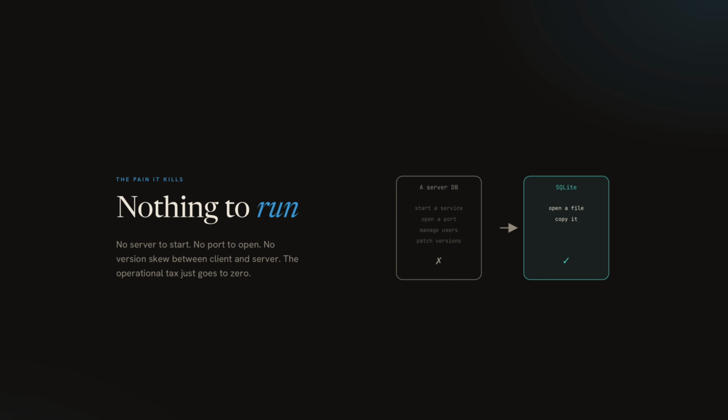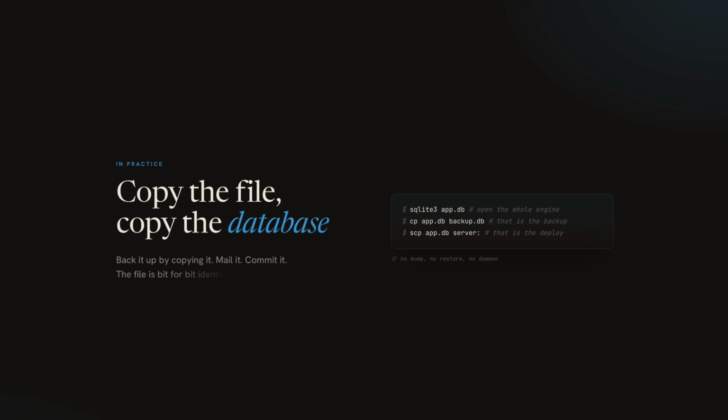And it makes the hard things trivial. Your backup is copying the file. Your deploy is copying the file somewhere else. You can mail it, commit it to Git, drop it on a thumb drive. And the file is bit for bit identical on every machine, 32-bit or 64, big endian or small. One file, and it means the same thing everywhere.